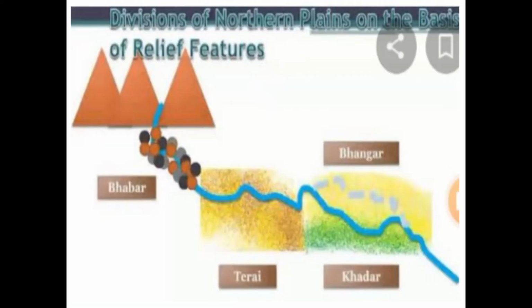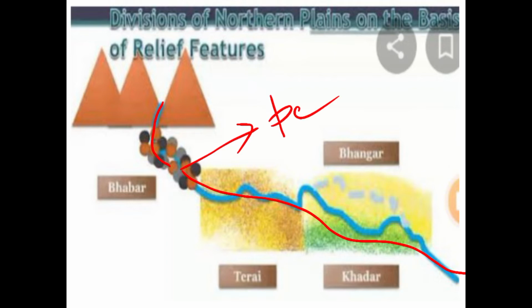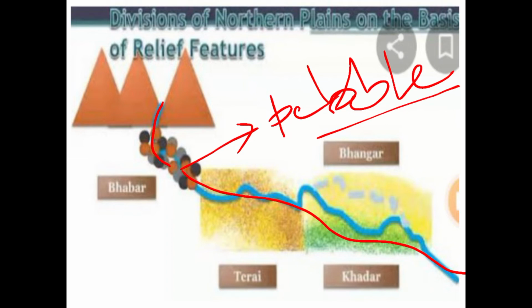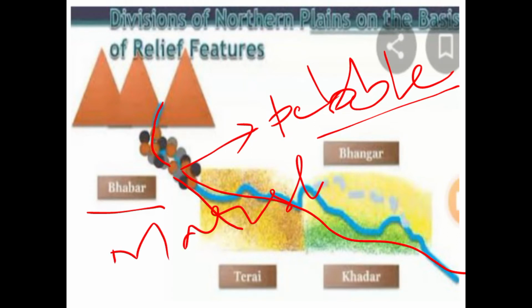This image shows the movement of water from the mountainous region, from the starting point to the lower course. So this is a pebble studded region. We have studied about the pebble studded, pebble filled region, and this region is called Bhabar. Below this region, we have the wet, swampy and marshy region called Terai.